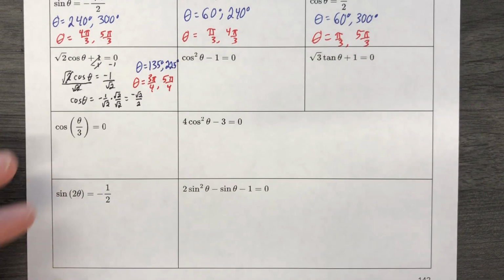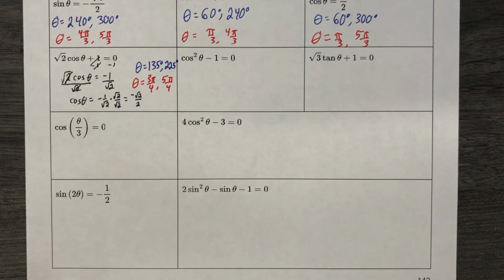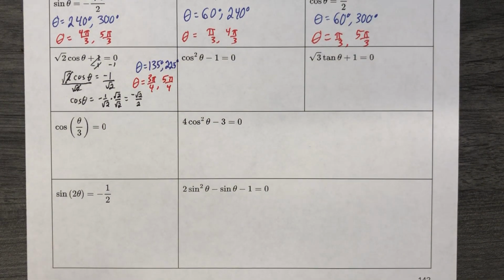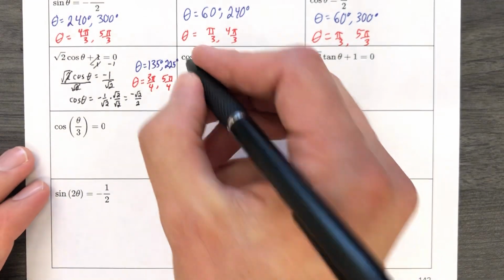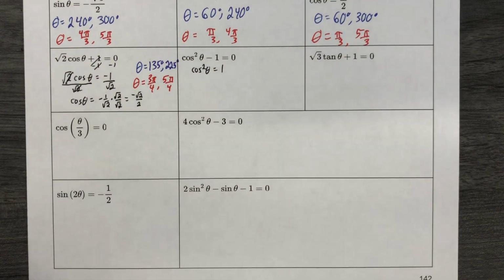All right, you ready for a crazy one? Cosine squared theta minus 1 equals 0. Hopefully you're seeing a couple different ways to attack this one. You could say cosine squared equals 1. You could do that. And then you can square root.